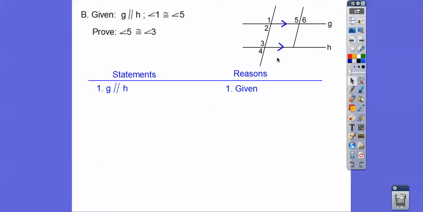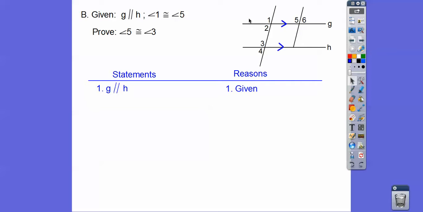Okay, so we have parallel lines. Okay, right there, that's given information. Notice I didn't put this given down yet. I will in just a second. You can put it right there if you want, but I want you to see what I'm going to use with these parallel lines. Okay, so parallel lines. Now we want to get to 5 is congruent to 3. So here's 5 and 3 right there.